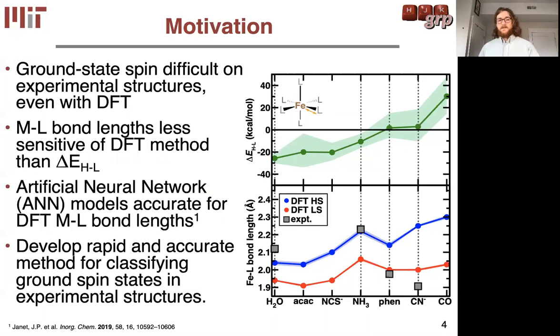However, interestingly, we've noted previously that for the same variation within the functional, so the same variation of Hartree-Fock exchange percentage, we see that the bond lengths vary quite a bit less over the same ligand field, where for the high spin versus the low spin, the shaded regions on the plot show much less variation for bond length than they do for the actual energetics of the difference between the spin states. Additionally, we have previously trained artificial neural network models to accurately predict density functional theory derived metal ligand bond lengths. So combining all this information together, we'd like to develop a rapid and accurate method for classifying ground spin states in experimental structures. In particular, we're interested in focusing towards catalytic properties.